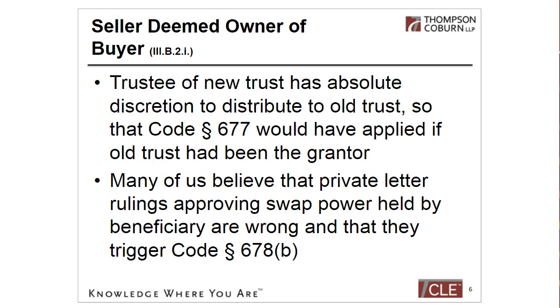And one thing that I would do is to say that the trustee of the new trust has absolute discretion to make a distribution to the old trust. And so that would be a Code section 677 power, because 677 says that if the grantor can get distributions, then the grantor is the deemed owner. So with 678(a)(2), you do a substitution, and you say if the beneficiary could receive distributions, then the beneficiary is a deemed owner. And the trustee has to be a person who is not a beneficiary of the new trust, because then they would be an adverse party. It needs to be a non-adverse party.